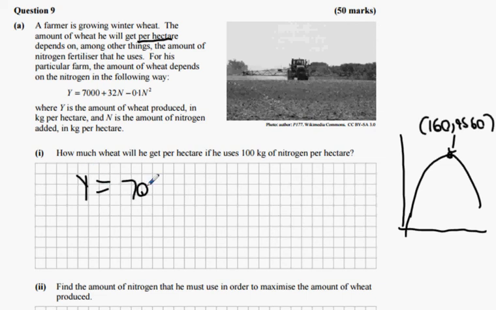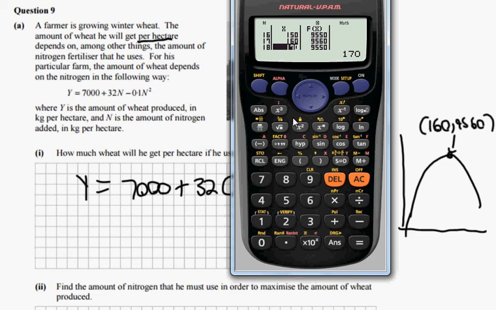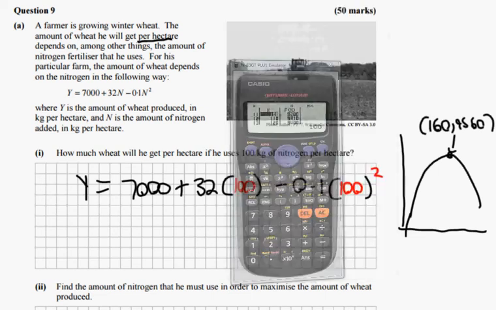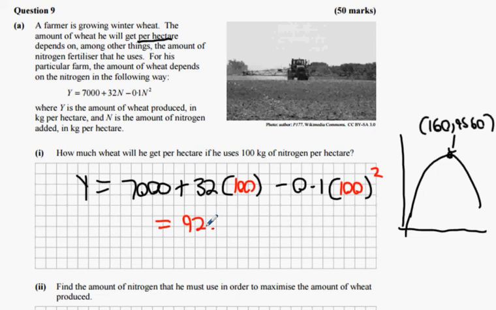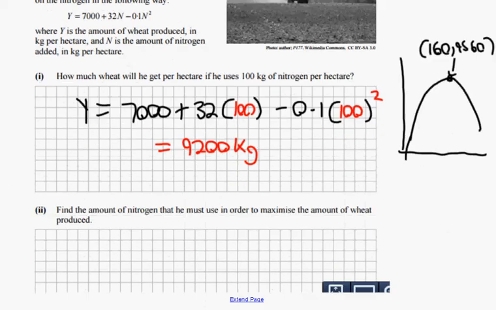Y equals 7,000. You're going to find out how much you need for 100 kilograms. So how much do you get for 100 kilograms? Anybody? You put 100 in here and 100 squared, right? And you can go back to your table function and just go up to 100. 9,200 kilograms. Okay? Or you could just do it normally in a calculator.